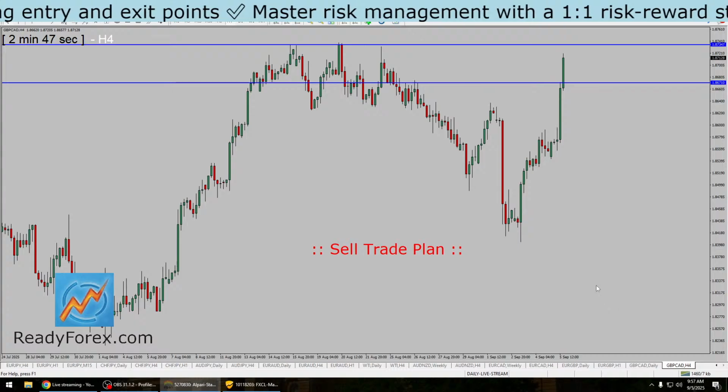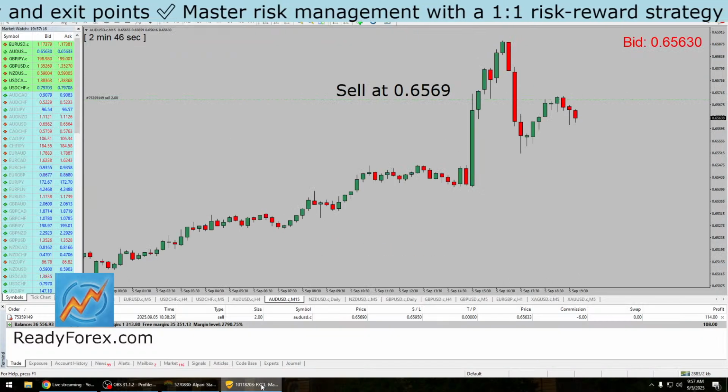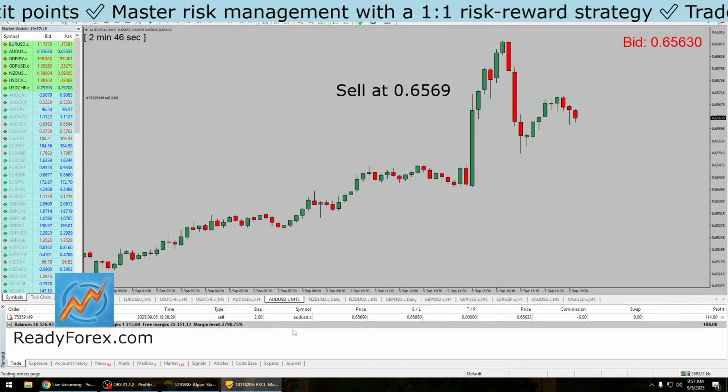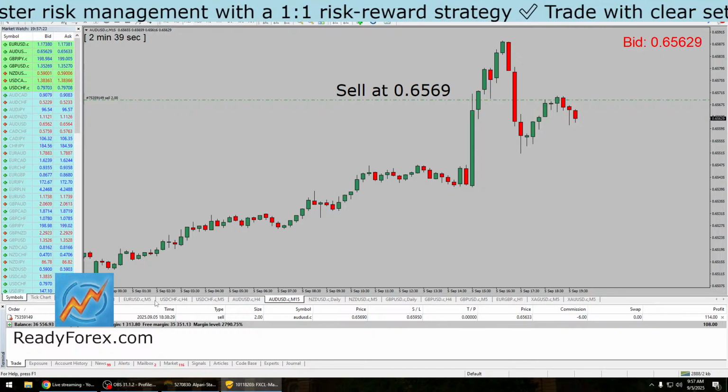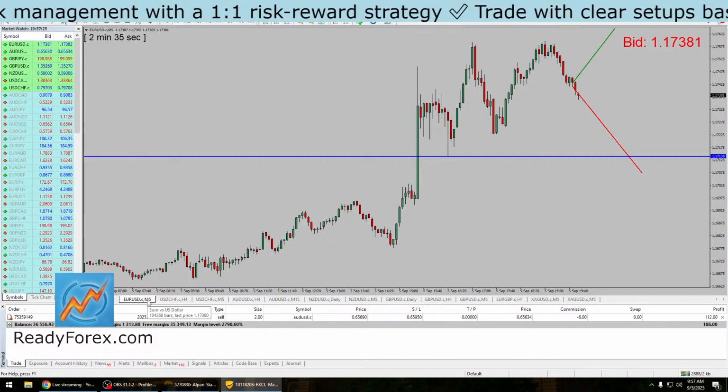Okay, so that's pretty much it for the time being from my side. Let me check out what's going on with the dollar. Aussie dollar sell trade is still open. Still waiting for the market to push down.